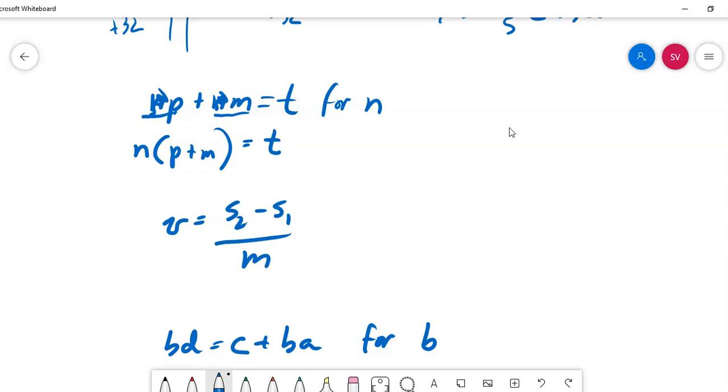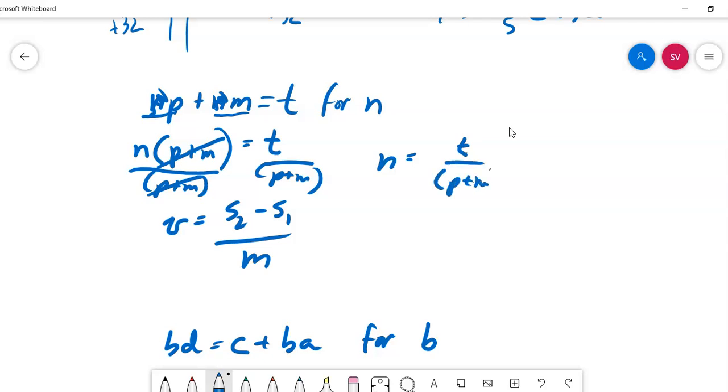Now the P plus M, that quantity, is attached to the N by multiplication. So all I'm going to do is divide it. So I get P plus M. Now the P plus M's here you can see will cancel to 1. So my final answer is N is equal to T over P plus M.